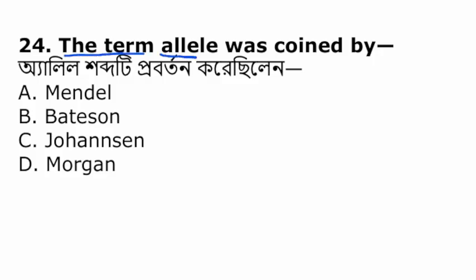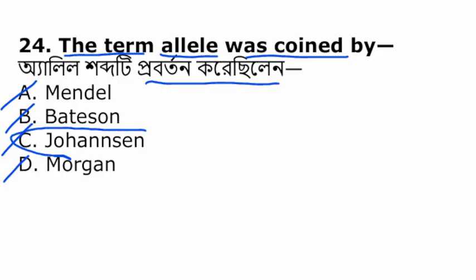The term allele was coined by, যে allele শব্দটা কে প্রবর্তন করেছিল? মেন্ডেল, বাটেসন, জোহানসন or মর্গান? The term allele was given by Johannsen in 1909.